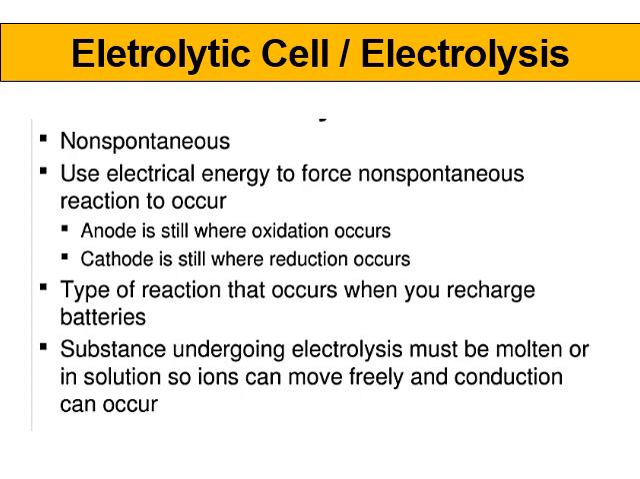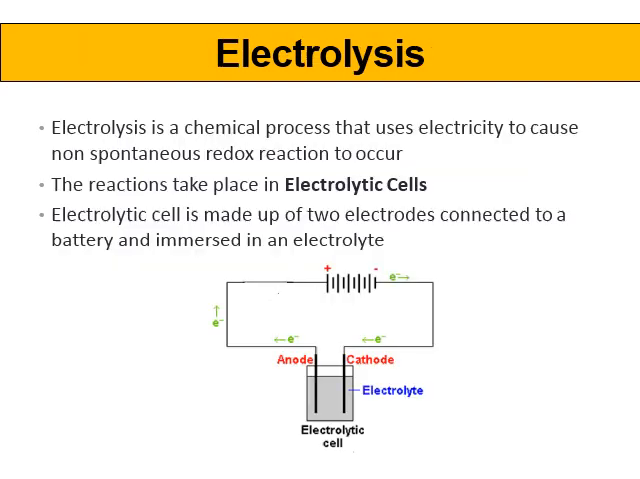Now we're going to proceed with the electrolytic cell, or electrolysis. This is nearly three over four of the lesson. This process is non-spontaneous, as we learned just now all about voltaic cells, which are all spontaneous, so electrolysis is all non-spontaneous. It uses electric energy to force a non-spontaneous reaction to occur. Anode is still where oxidation happens. Cathode is still where reduction happens. This type of reduction occurs when you recharge the battery. The substance undergoing electrolysis must be molten or in solution form, so ions can move freely and conduct. Okay, this is electrolysis.